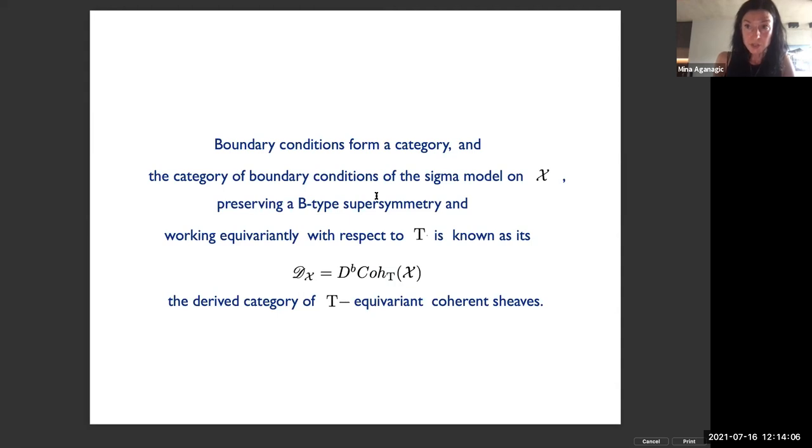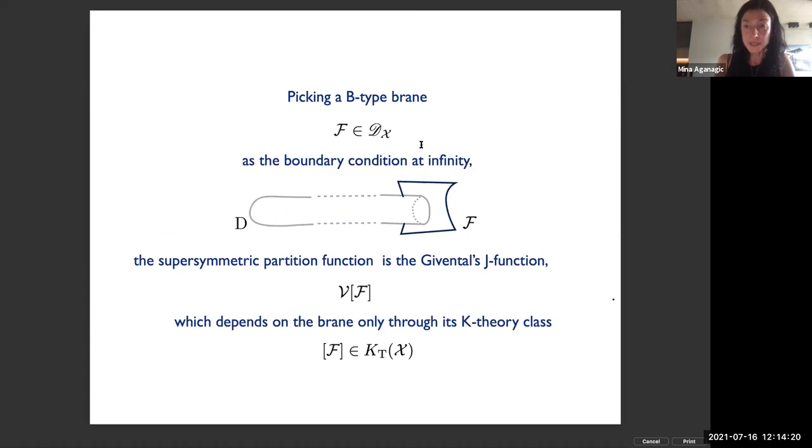The boundary conditions form a category, and the category of boundary conditions in the sigma model on X, preserving B-type supersymmetry and working equivariantly with respect to the torus T, is known as the derived category of T-equivariant coherent sheaves. If you pick a specific B-type brane as the boundary condition at infinity, a specific object of the derived category, the supersymmetric partition function computes the given J function and depends on the object of the derived category only through its equivariant K-theory class.